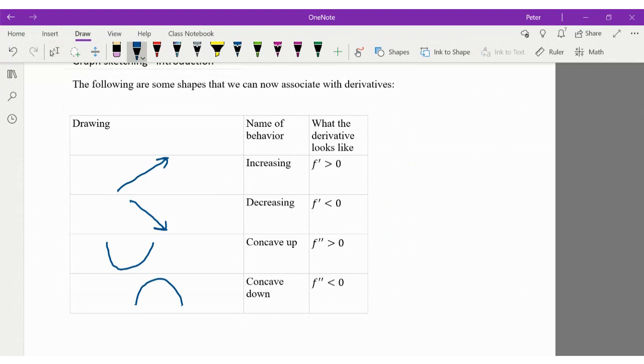The next level of this is, what if I give you information about the derivatives? Either I give you the derivatives themselves, or I just tell you where the derivatives are positive and negative. The question is, can you draw something that looks sort of like the function?